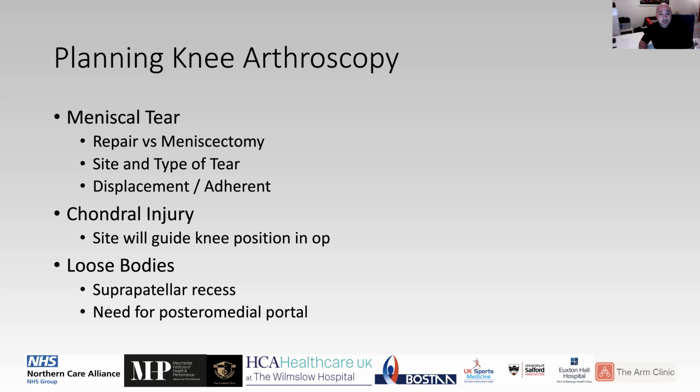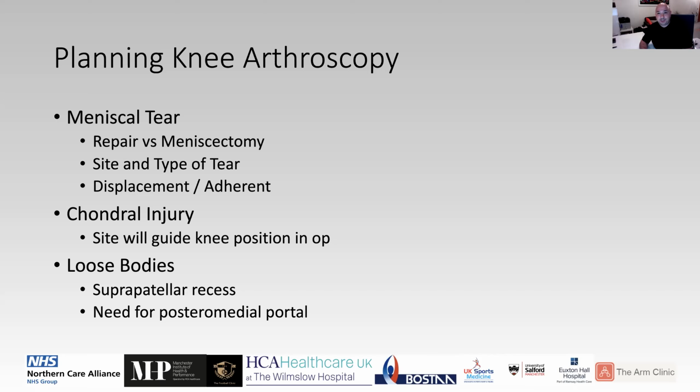I want to know if there's any chondral injury. And if there is, the site of the chondral injury will guide where I place my portals, and it will also guide the position of the knee in terms of flexion that I need to get the knee into in order to access that chondral site to work on it intraoperatively. Also, if there are any loose bodies in the knee, I want to know where they are. It helps me when I go in and try and find them.